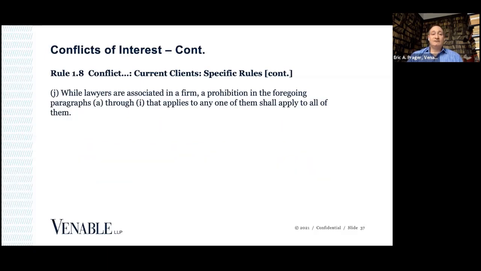And finally, 1.8J, whenever there's a prohibition with respect to a firm, the prohibition applies to the entirety of the firm. We all, I think, remember that from law school, but it's worth a mention that these are throughout the enterprise.